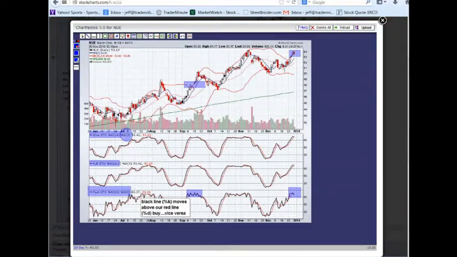Using this same concept, when the black line moves above the red line, you buy. When the black line moves below the red line, you sell. You'll still see that there are whipsaws. There's plenty of whipsaws still to be had, but not nearly as many whipsaws as what you see down here on the fast stochastics.